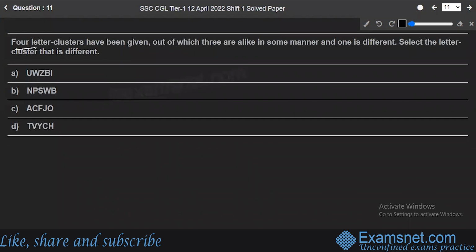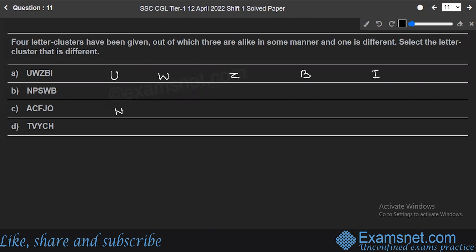4 letter clusters have been given, out of which 3 are alike in some manner, 1 is different. You have to select the letter cluster that is different. So the first one is U, W, Z, B, I. Let's write down all of them. Okay, it's U, W, Z, B, I.